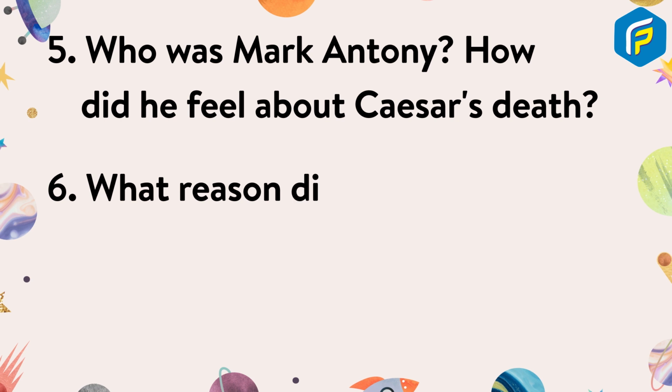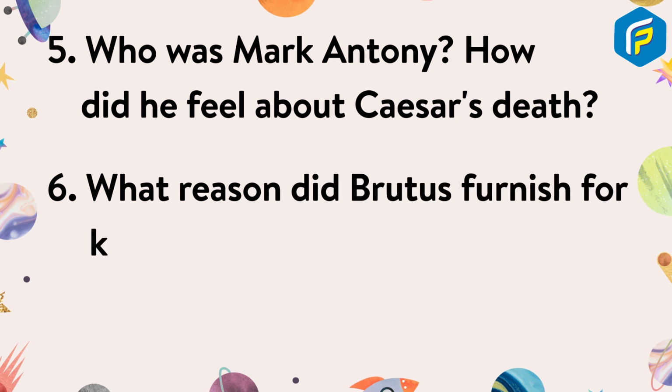6. What reason did Brutus furnish for killing Caesar? Answer. Brutus tells that he killed Caesar because he had become ambitious and wanted to be the king of Rome. He killed Caesar for the betterment of Rome. He was also ready to lay down his life for his country.